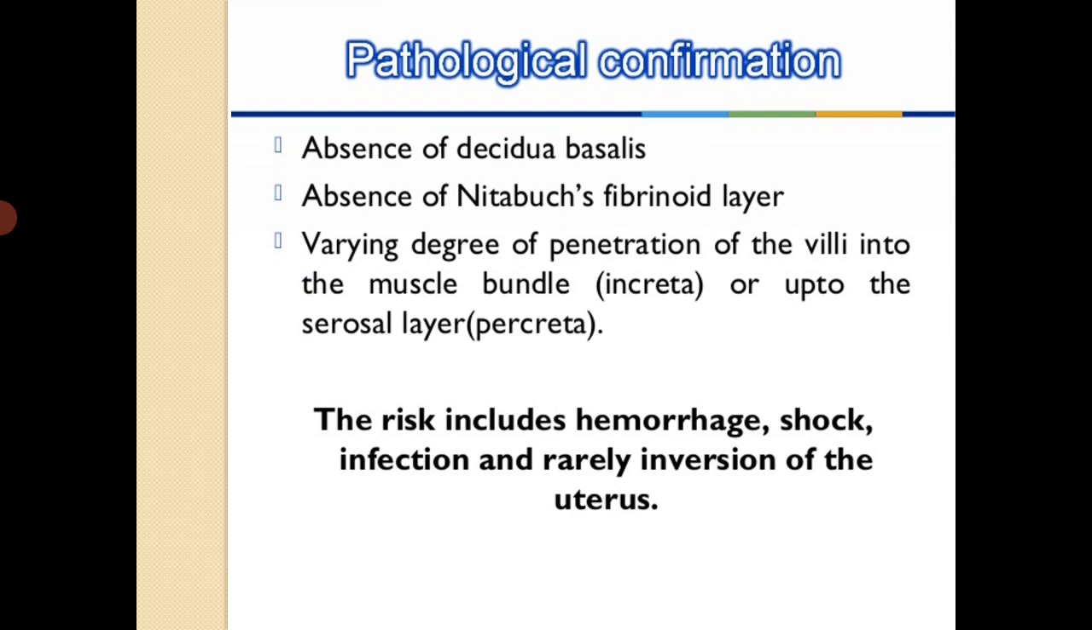Pathological confirmation: there will be absence of decidua basalis, absence of Nitabuch's fibrinoid layer, and varying degrees of penetration of the villi into the muscle bundle or up to the serosal layer. The risks include hemorrhage, shock, infection, and rarely inversion of the uterus.